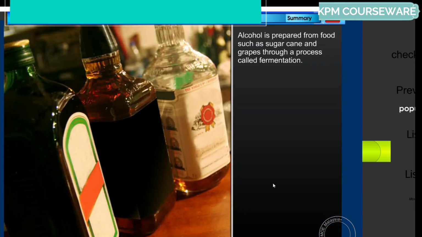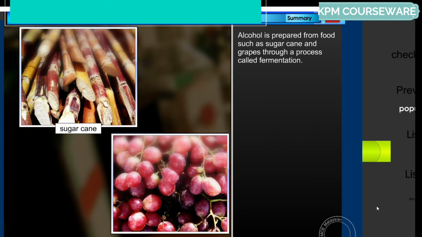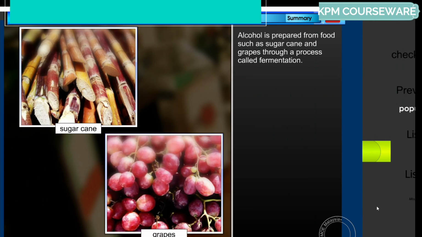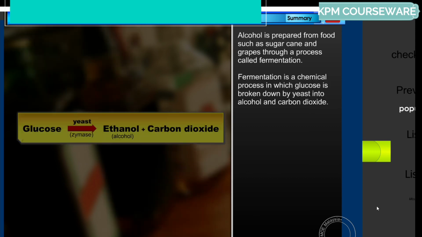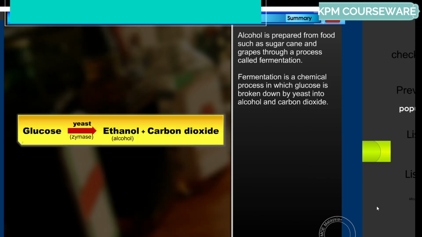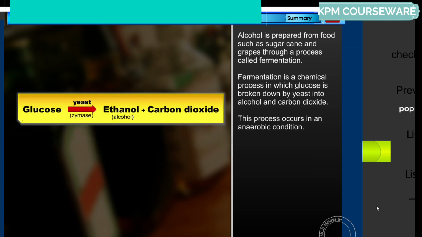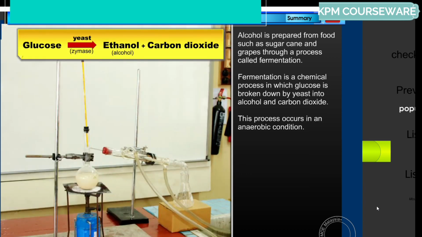Alcohol is prepared from food such as sugar cane and grapes through a process called fermentation. Fermentation is a chemical process in which glucose is broken down by yeast into alcohol and carbon dioxide. This process occurs in an anaerobic condition. The fermented mixture is distilled to get alcohol.